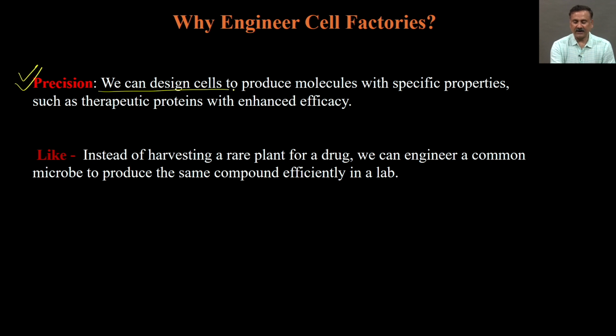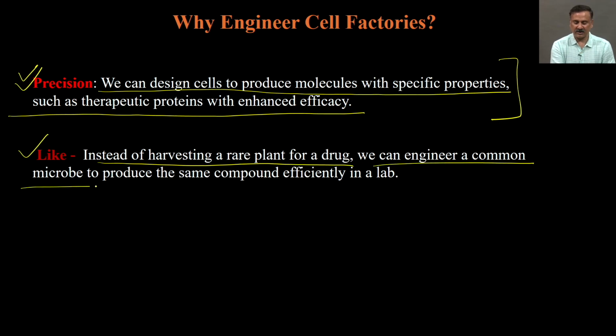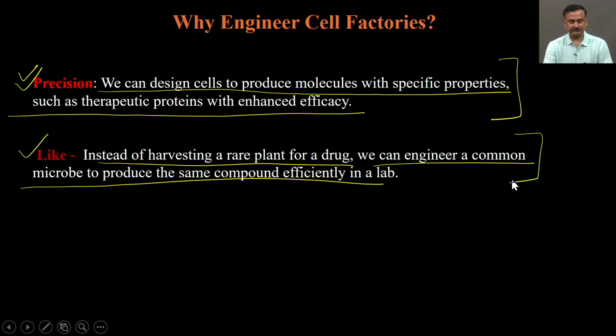And the other third point is precision. So, we can design the cells to produce molecules with specific properties, such as a therapeutic protein with enhanced specificity, and instead of harvesting a rare plant for the drug, we can engineer a common microbe to produce the same compound efficiently in a lab.